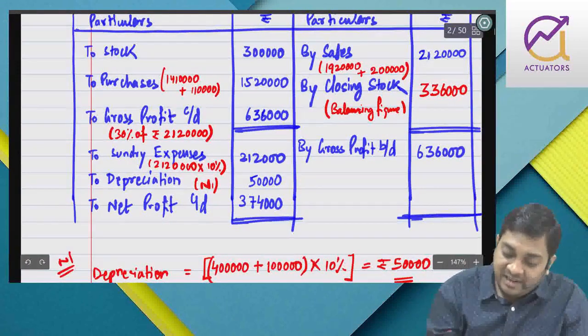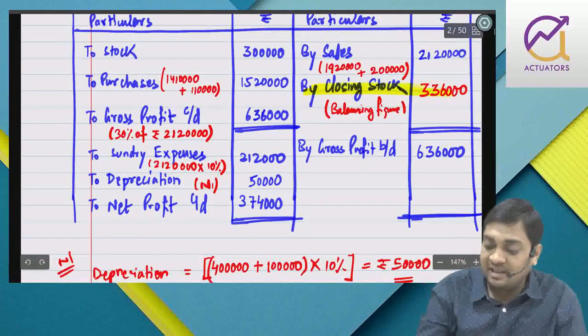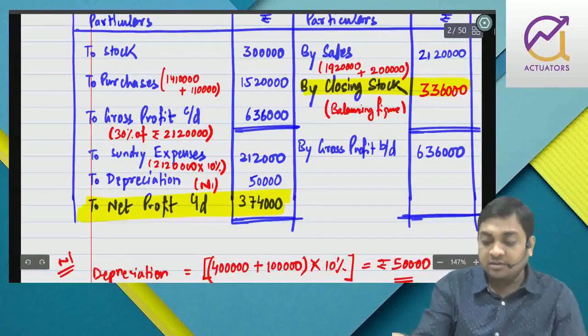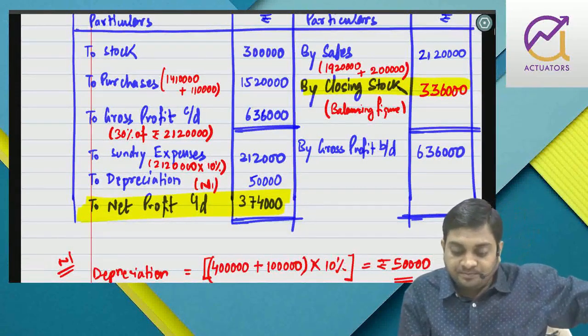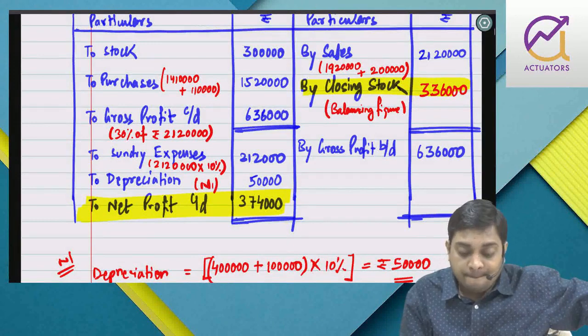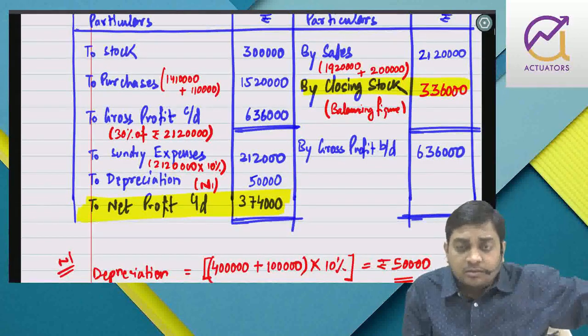So here I will take two things. One is the closing stock, which will help us to prepare the balance sheet, and this net profit was our intention. We got double purpose served. Is that fine? Right?